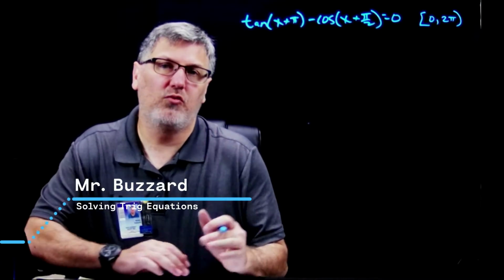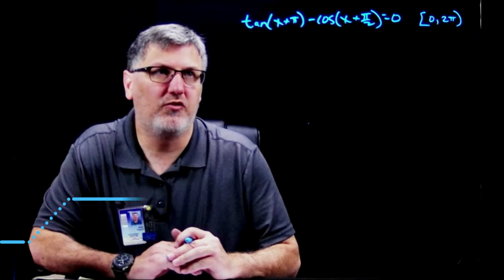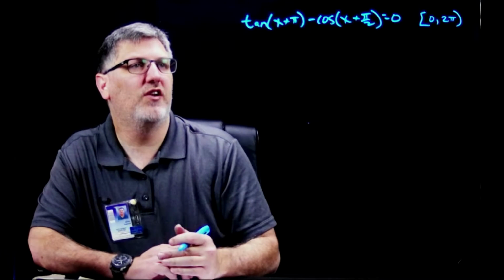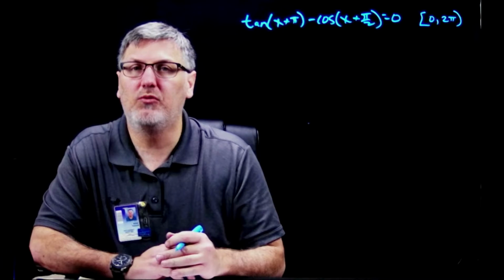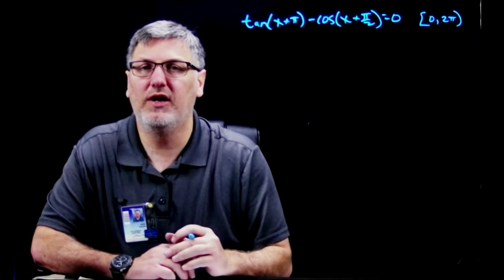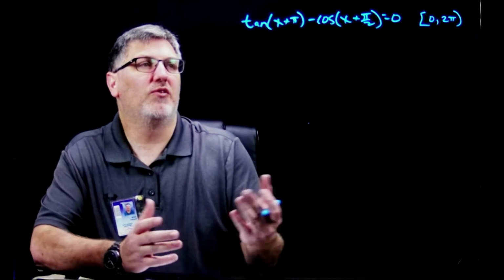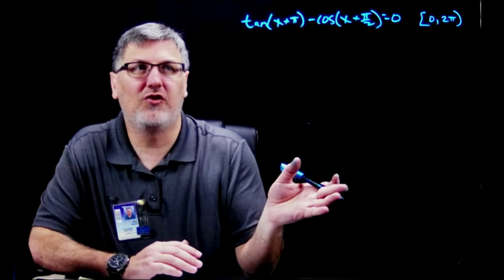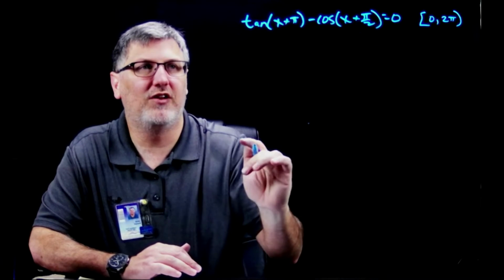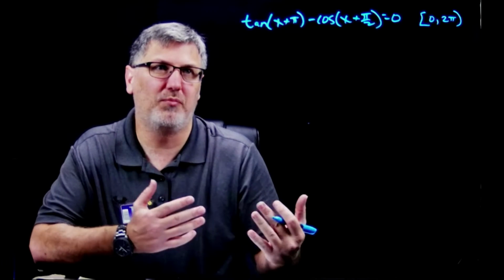All right, so let's look at another example on solving trigonometric equations. Here I have tangent of (x + pi) minus cosine of (x + pi/2) equals 0. We want the answer between 0 and 2 pi. All right, well, this isn't terribly bad. So I'm going to use my sum and difference formulas so I can get rid of these pluses here. I'm going to make it look worse before it looks better.